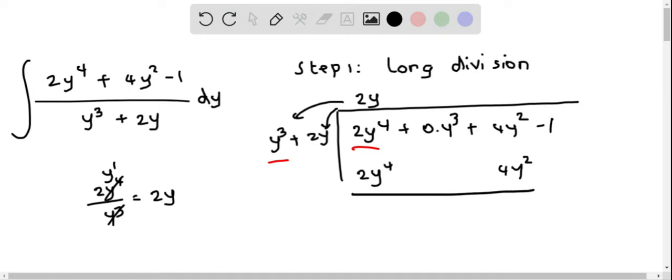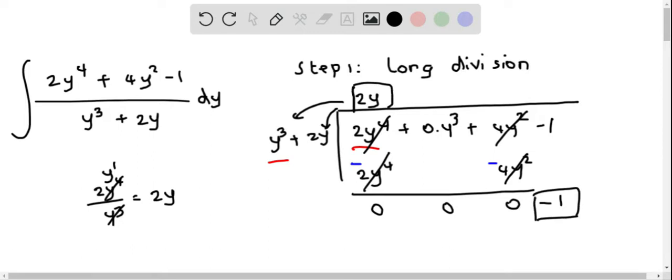So now we have to do the subtraction. So here we change the sign. Here also we change the sign. 2y power 4 negative 2y power 4, this one is 0. And since we don't have any y cube term, this one is also 0. And 4y squared negative 4y squared, and this is also 0. And finally we have this term, that is negative 1. We cannot divide this negative 1 by y cube plus 2y. So we consider this as the remainder. And the quotient is 2y.